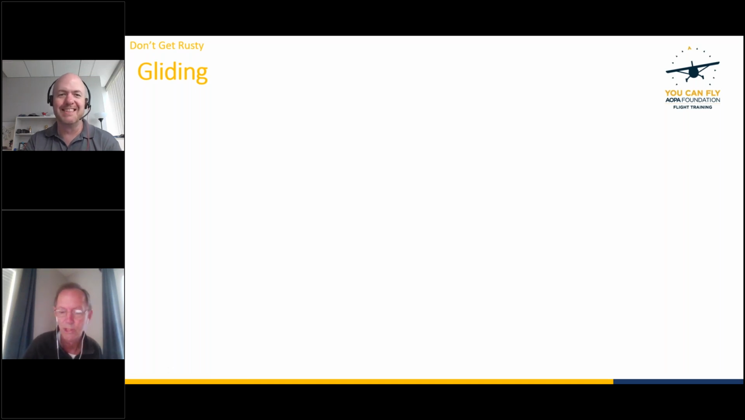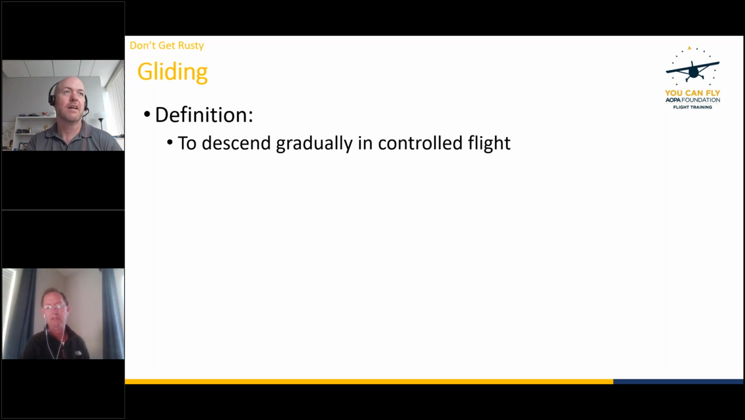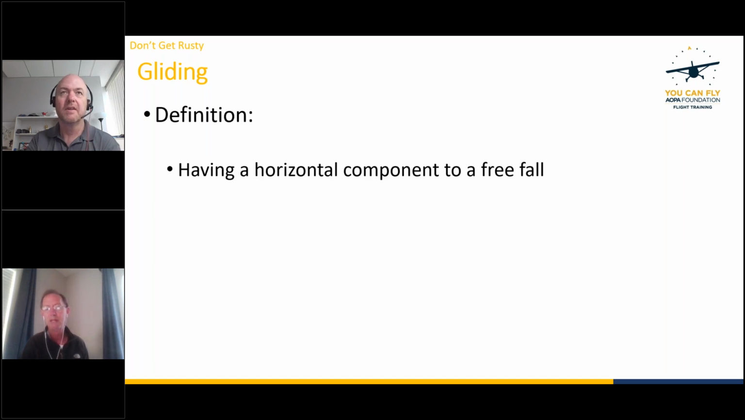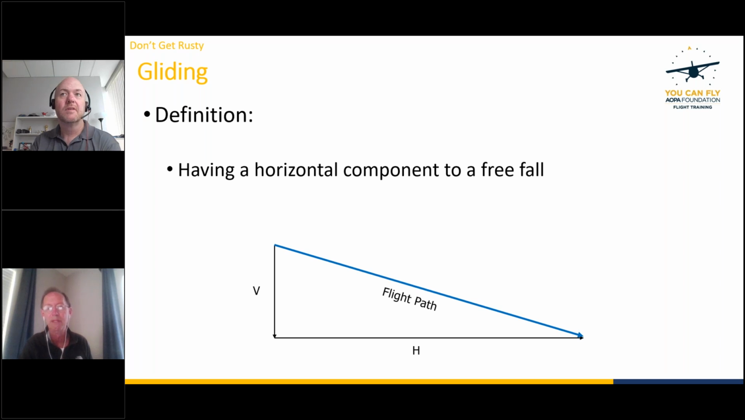All righty. So gliding. I usually like to start out the presentation with some kind of a definition. This is the one I found online: to descend gradually in controlled flight. The physics minor in me wasn't at all happy with that, so I came up with my own definition of gliding, which is having a horizontal component to a free fall. The idea being that this is a gravity-driven event, and through the miracle of aerodynamics, we're able to use the force of being pulled down through the air to create a horizontal component, and therefore a flight path that might look something like that.